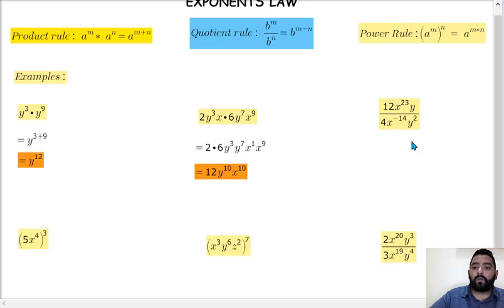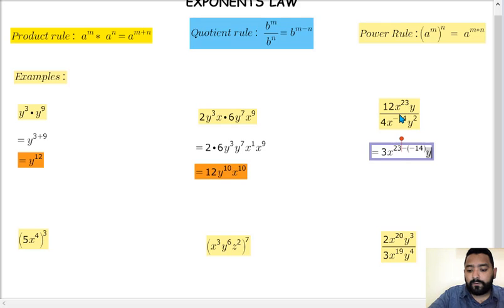Now, as you can see here, we have a division. We have 12 divided by 4. In this case, we need to divide the coefficients. We call coefficients these numbers. So we're going to have 3. Then we have x to the 23. And we have a division. We have minus 14 here. So we are going to subtract, because we need to apply the quotient rule. So it's going to be x to the 23 minus negative 14, because down below we have x to the negative 14.